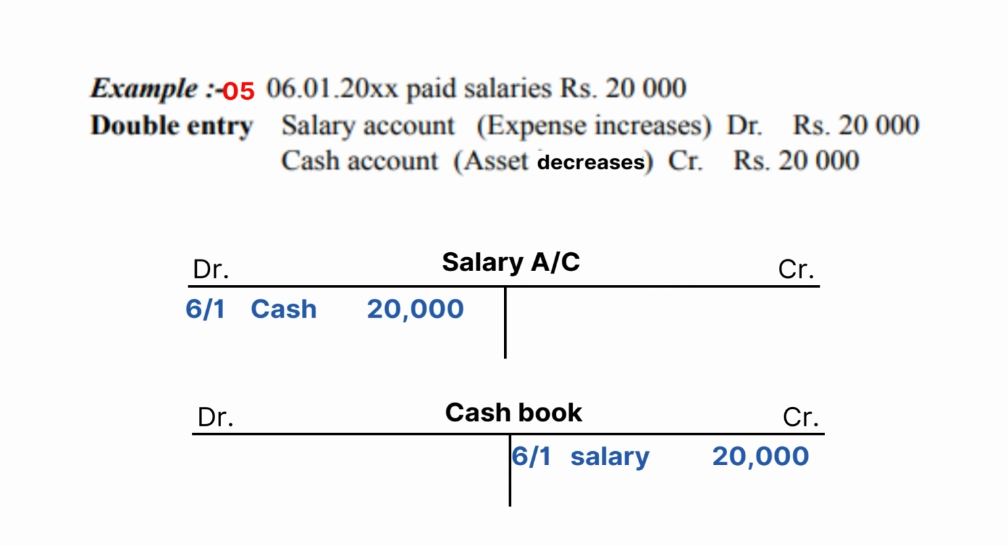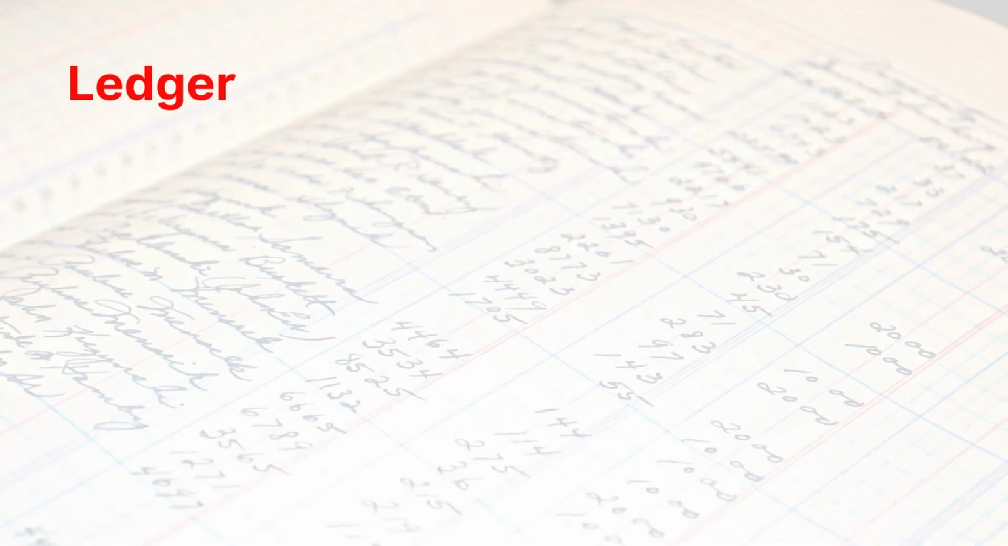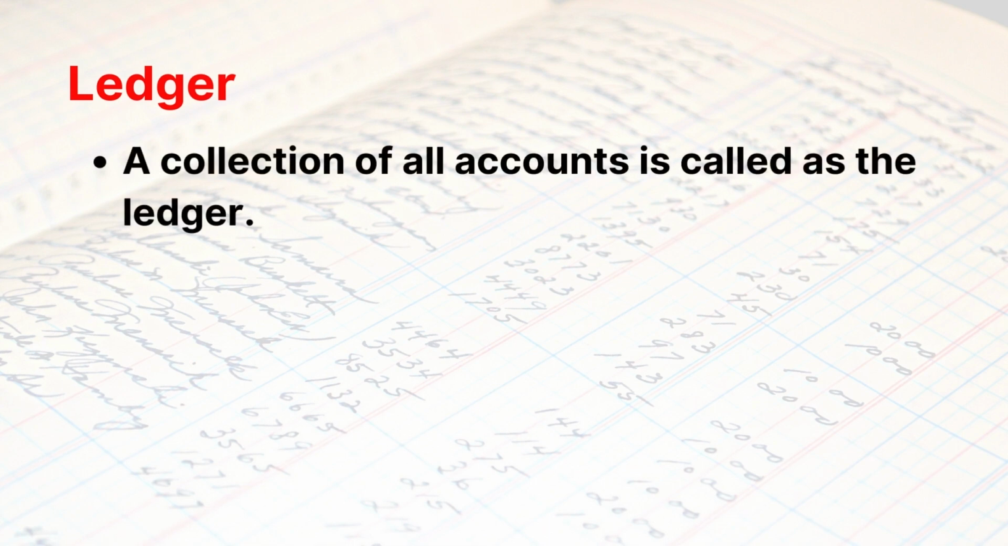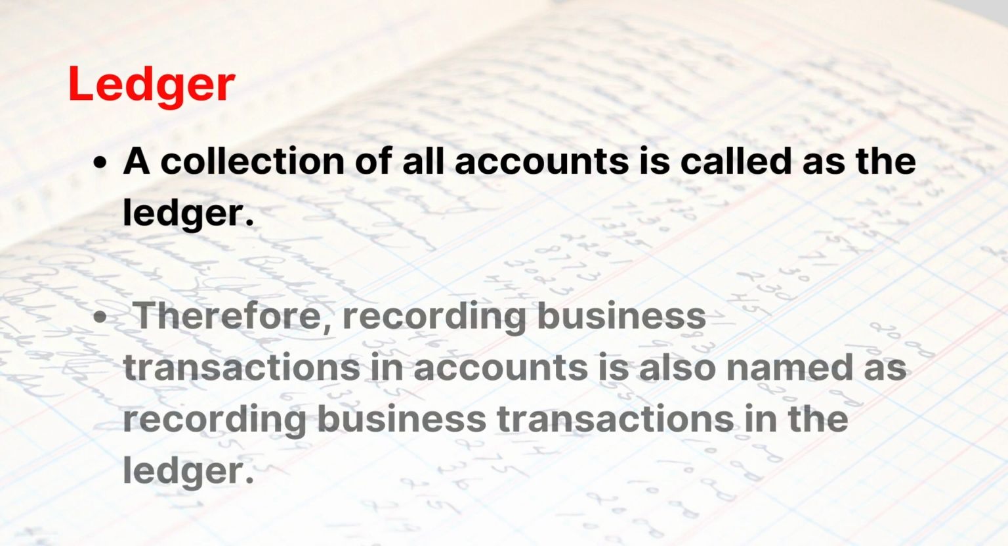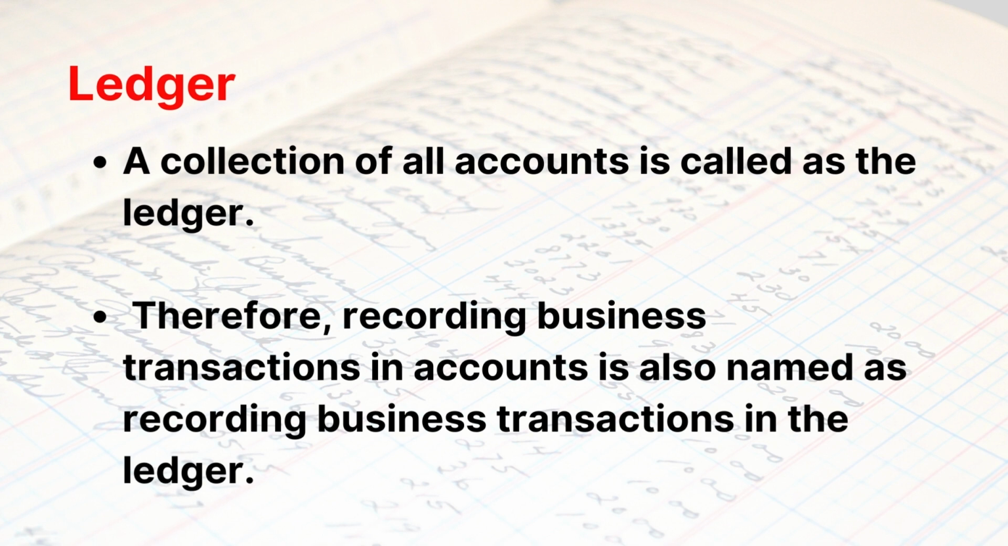And here there is a small topic called ledger. Accordingly, there can be many asset accounts in a business such as motor vehicle account, furniture account, cash account, etc. Similarly, there can be many accounts for each type of equity, liability, income, and expenses in a business. Therefore they all should be organized properly. A collection of all accounts is called the ledger. Therefore, recording business transactions in accounts is also named as recording business transactions in the ledger.